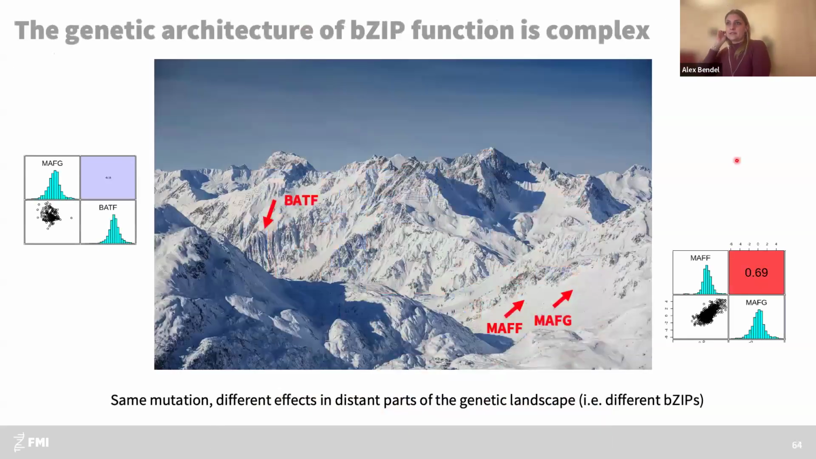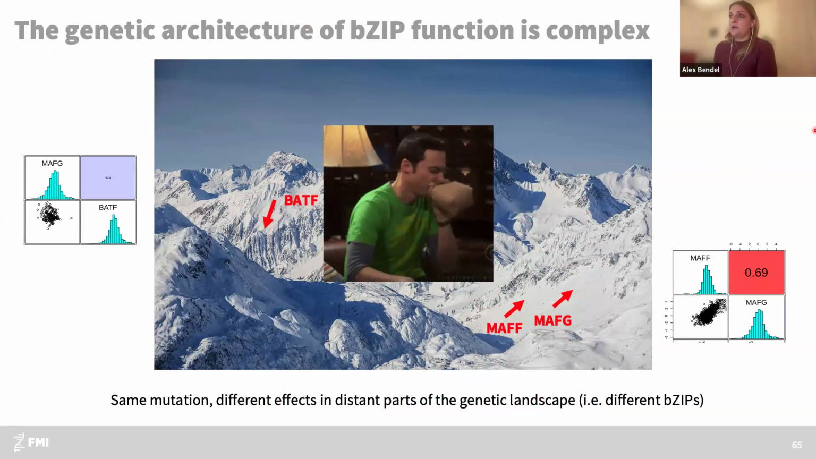So basically what this indicates is that the genetic architecture of the whole BZIP family function is more complex than we originally anticipated. So same mutations in different contexts actually have different effects. Yes. But is this now a reason to panic? Does this mean we cannot build good models to predict the effect of mutations for entire protein families?